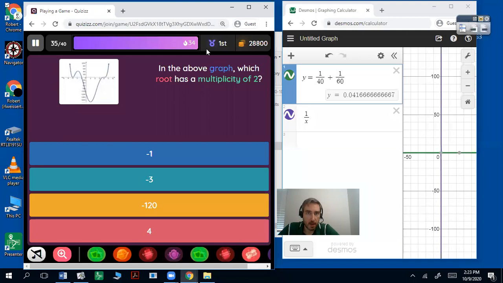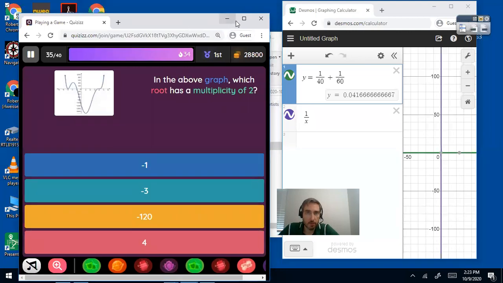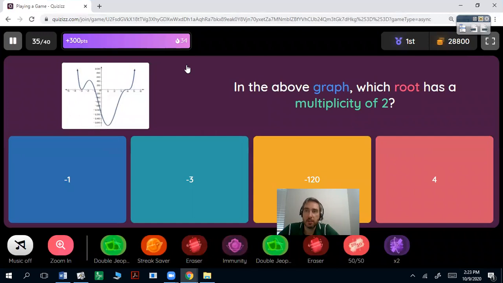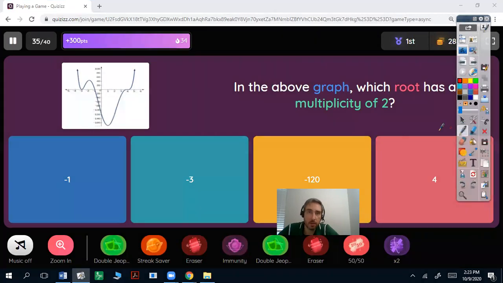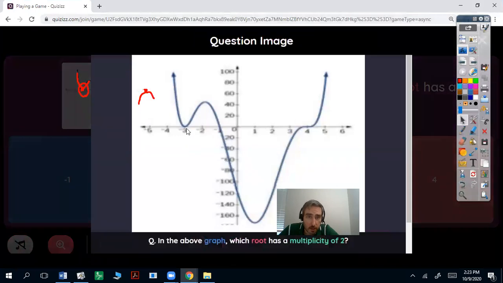All right, number 35. In the graph above, which root has a multiplicity of 2? Multiplicity of 2, those are going to be where it has a double root, where it has a minimum to a maximum, or it could look like that. But this is going to be the point right there, and that looks like it's going to be a -3. Let me make that bigger so I can verify. -3 is going to be your double root. These are single, this is a single root here. That's actually a triple root. That's a single, that's a double, that's a triple root at 4. So -3.